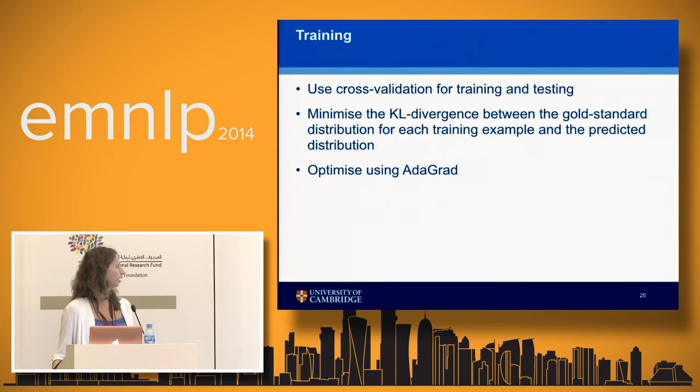For training, they use cross-validation for training and testing. They minimize the KL divergence between the gold standard distribution for each training example and the predicted distribution, and they optimize using AdaGrad.